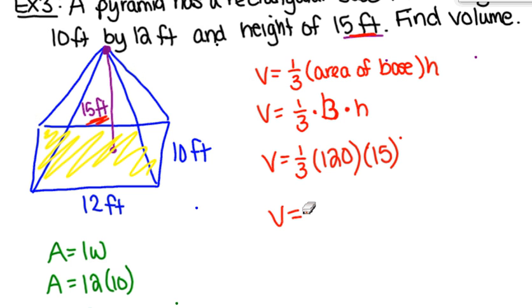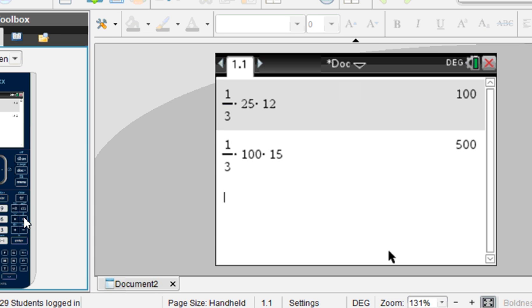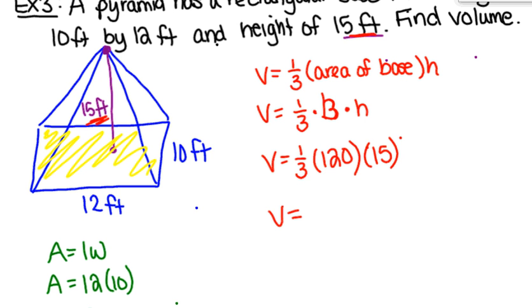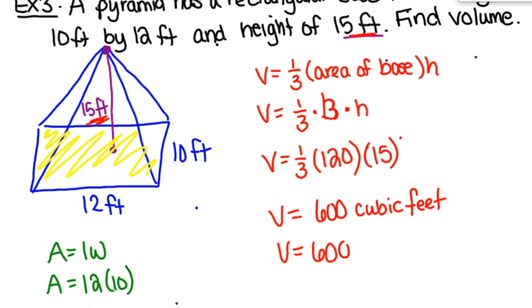And once again, I'm going to go dig my calculator out. And this time into my calculator, I'm going to type 1/3 times 120 times 15. So 600 cubic feet. Or volume is equal to 600 cubic feet.